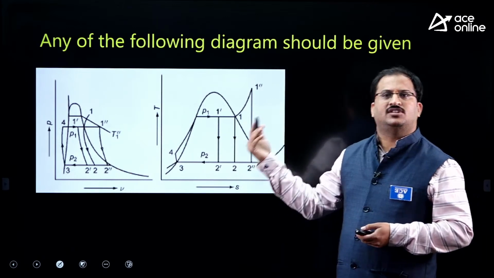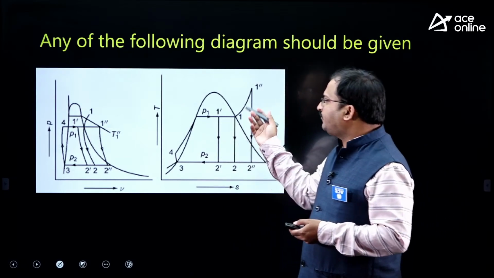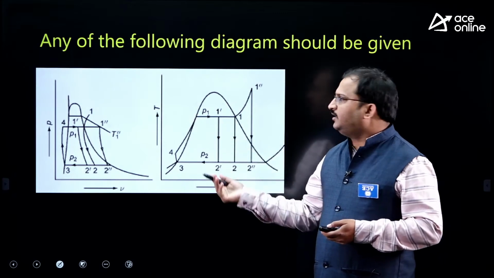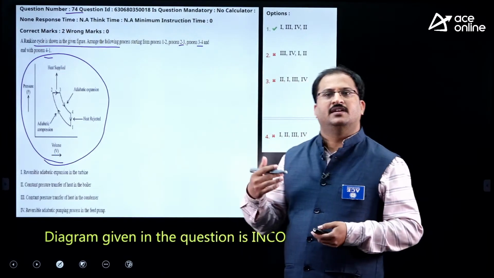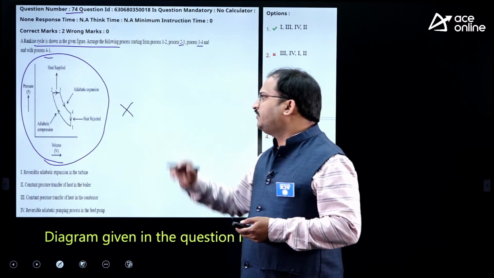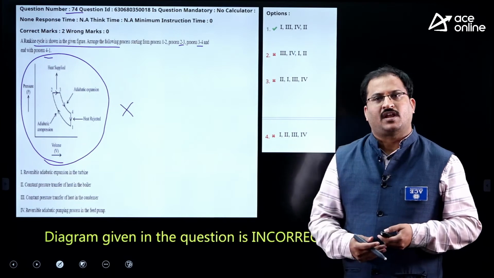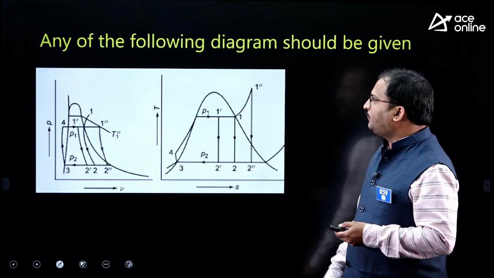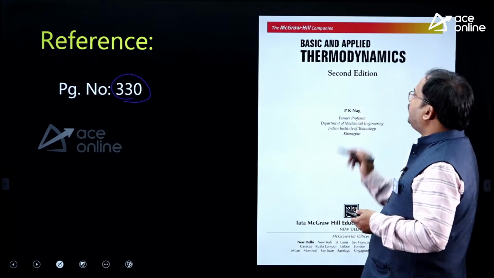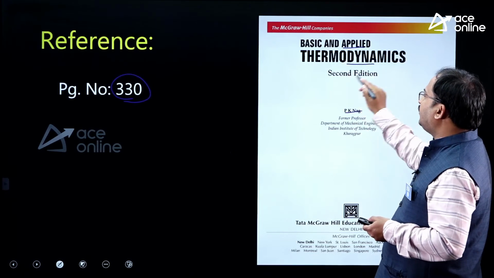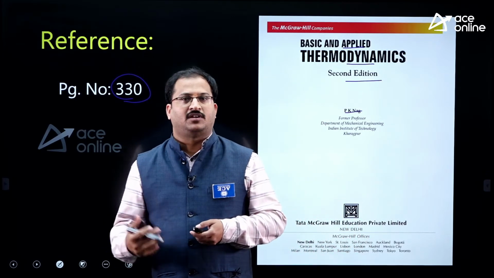He might take superheated condition or dry saturated condition or wet condition at the entry to the turbine. So if he had given any of these two diagrams, then the question can be considered. Otherwise, this question might be deleted because the actual diagram is given as wrong. So this one question you can go for objection in the thermal engineering subject. And for reference, see page number 330 in PK Nag's textbook of Basic and Applied Thermodynamics, 2nd edition. This is the reference book you can consider for raising the objection for this question.